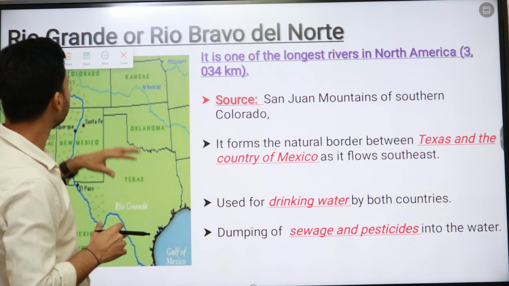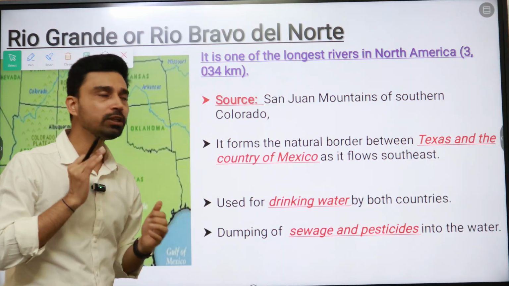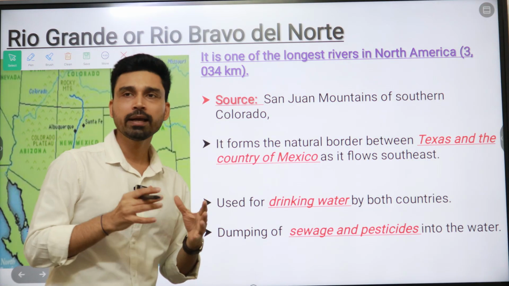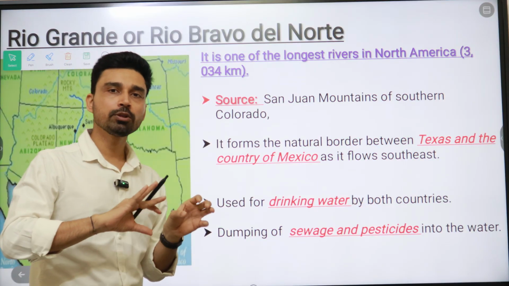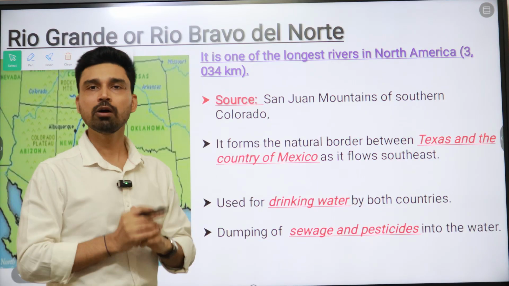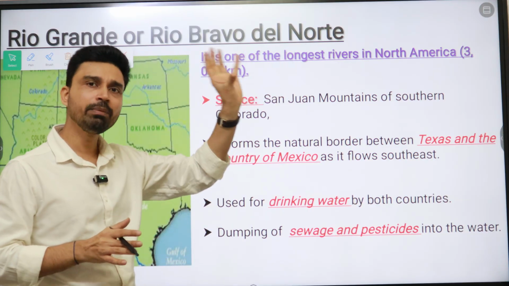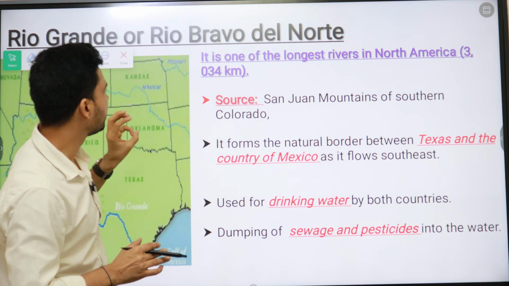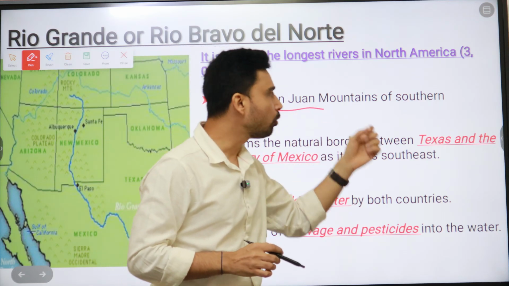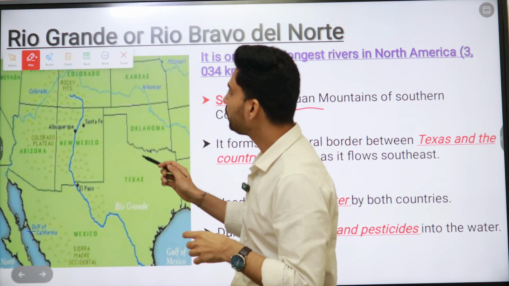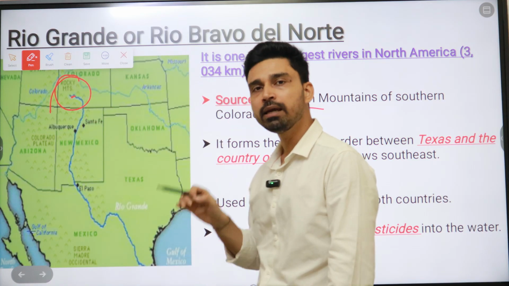Then the next river we have is Rio Grande, also called Rio Bravo del Norte. It is one of the longest rivers in North America because length again is 3,034 kilometers, somewhere similar to the length of Brahmaputra and Indus. Brahmaputra is about 3,180 kilometers, Indus is about 2,900 kilometers. So somewhere in between you have the Rio Grande River. Rio Grande River originates from the San Juan Mountains, that you have in southern Colorado. Basically, it is an extension of the same Rocky range itself.